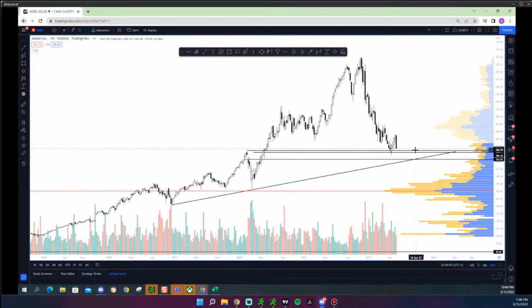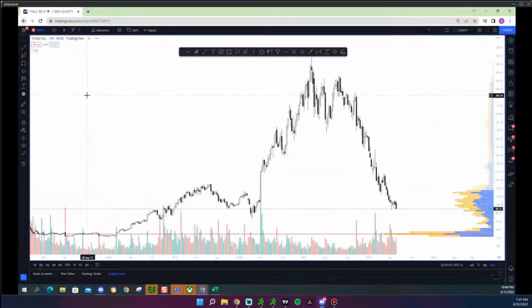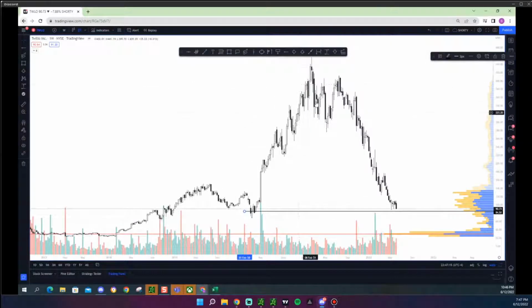So I would definitely look to short this right here tomorrow. Adobe. I mean, it's good. There's also Twilio, which is, whew, holy crap. What's that at right now? Oh my, 90. Dude, it got decimated. This is penny stock behavior. I mean, this is just so sad.